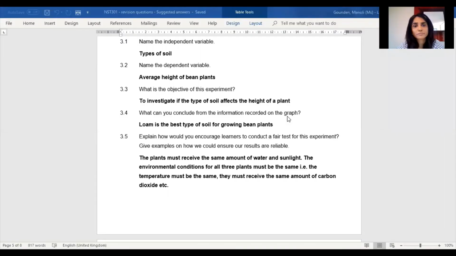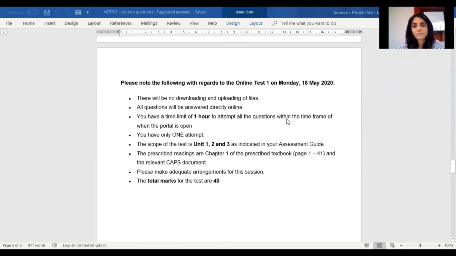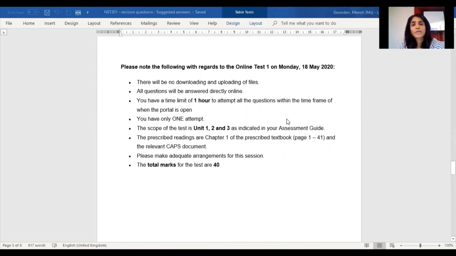So I will carry on sharing my screen and talking about the online test that is going to be on Monday. Now you should be able to see on the Word document a few pointers that I've put up with regards to the online test on Monday. I've just got a reminder that this meeting ends in 10 minutes. So I'm just going to carry on going through these points.